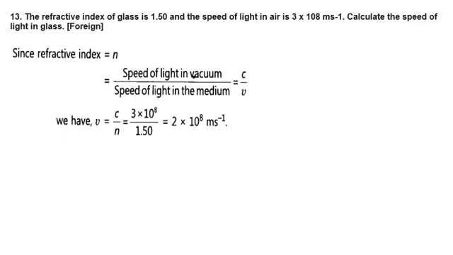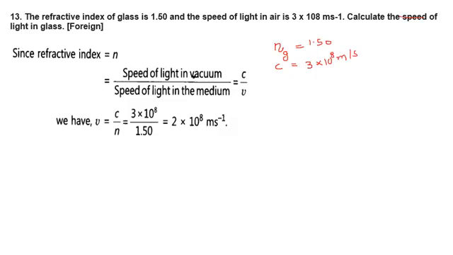Next question. The refractive index of glass is 1.50. So they have given the refractive index of glass. I'll write n G, the refractive index of glass, which is 1.50. The speed of light, again represented by small c, is 3 into 10 to the power 8 meter per second.